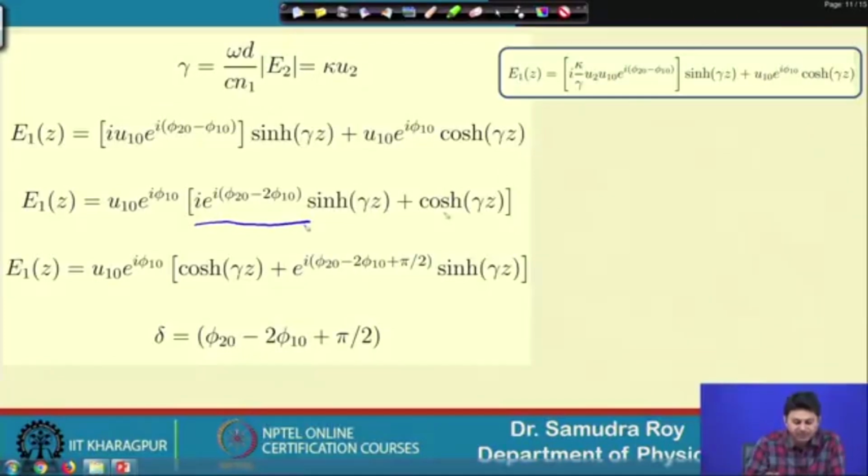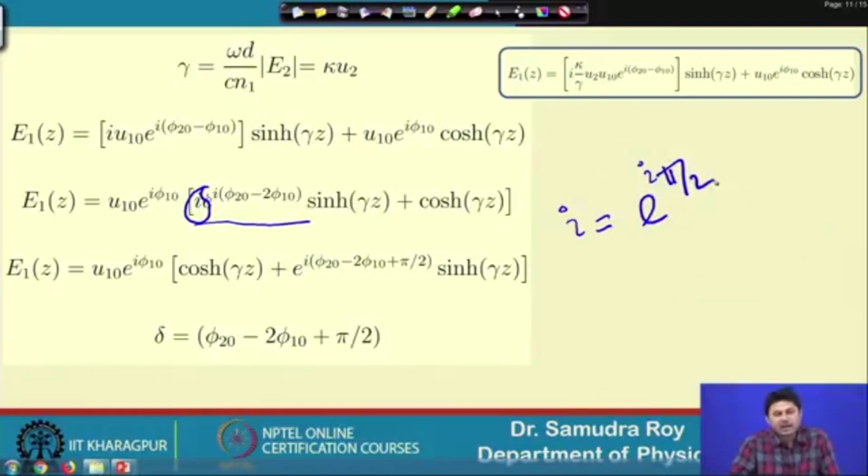Just a slight modification, just write cosh gamma z plus this quantity. When I write it now as an exponential term, you can see that this i is now absorbed inside the exponential term, because we know i can be written in terms of exponential, as e to the power of i pi by 2 is i.